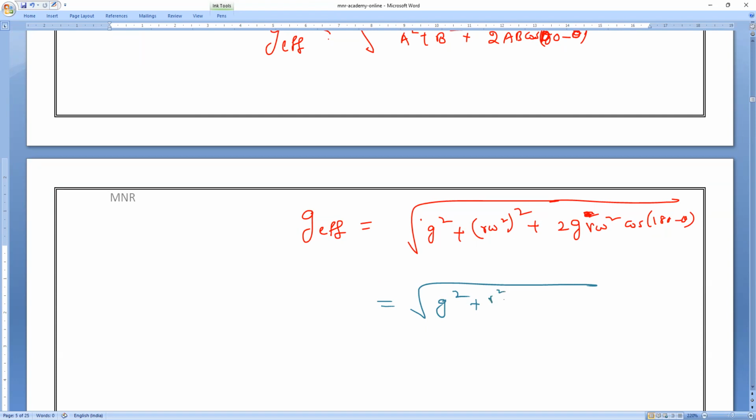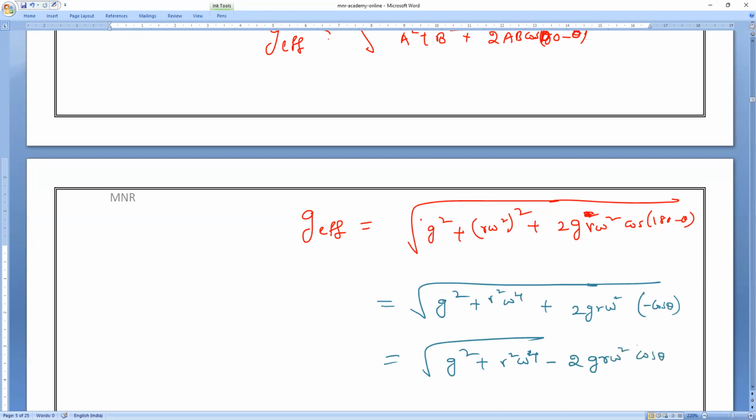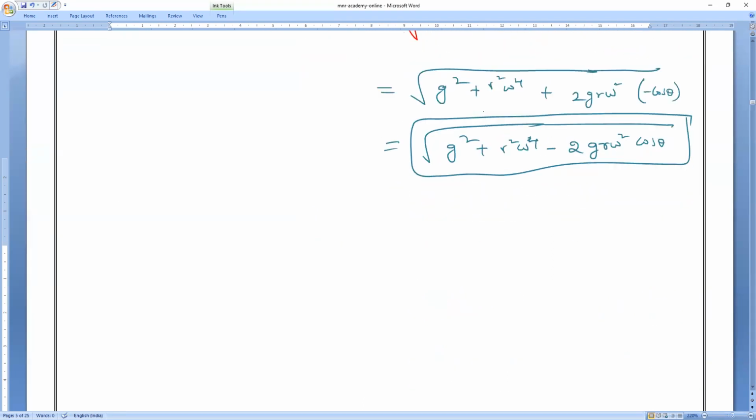So this will become g square plus r square omega power 4, plus 2 g r omega square cos 180 minus theta, which is minus cos theta. Plus into minus gives minus, so it becomes g square plus r square omega power 4 minus 2 g r omega square cos theta. This is the formula. Anybody having any doubt, you can ask me. Are you clear, everybody?